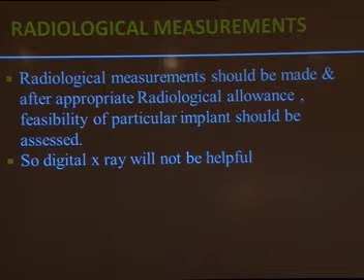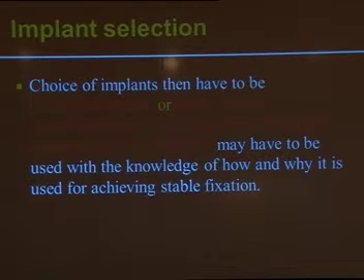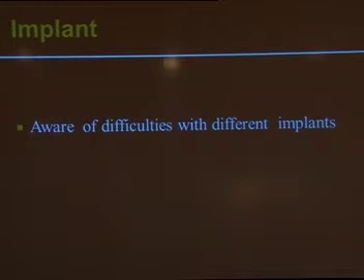Discussion: the radiological measurements should be made, and after appropriate radiological allowance, the feasibility of a particular implant should be assessed. So digital X-ray will not be helpful in these cases. The choice of implants then has to be custom made, or implants designed for use in other bones like tibia and humerus have to be used, with knowledge of how and why they are used, for achieving a stable fixation. Be aware of the difficulties with the different implants.